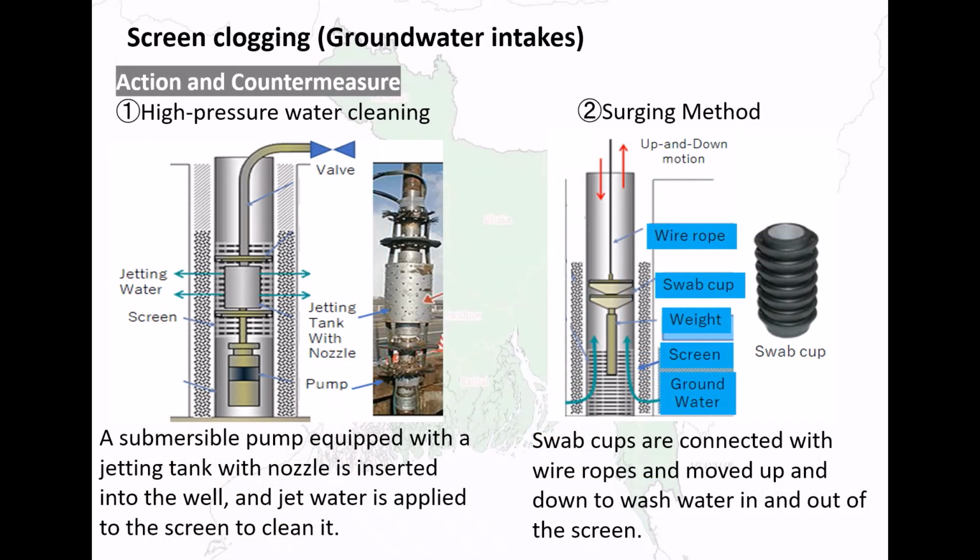There are several actions and countermeasures towards screen clogging. The high-pressure water cleaning method is stated on the left side. The equipment is a combined submersible pump and jetting tank with nozzle as shown in the picture. It can be inserted into the well and jet water to the screen to remove clogs. On the right side, this is the surging method. The swab cup is attached to a wire rope, lowered into the well, and moved up and down along the screen to clear blockages.